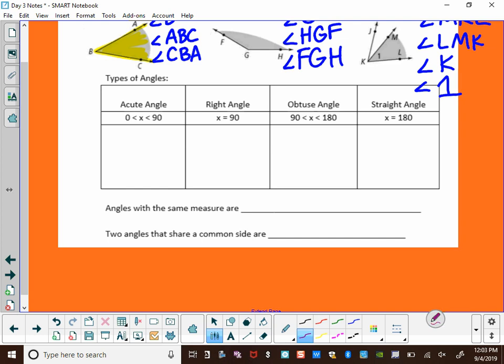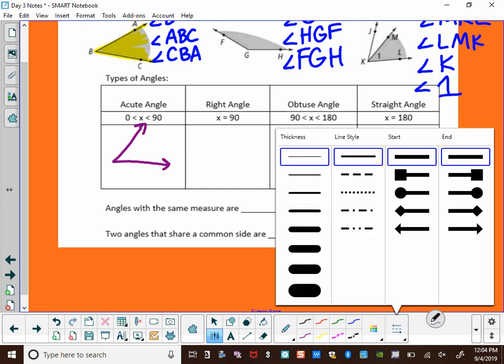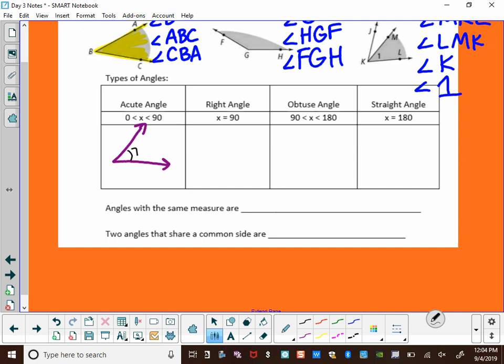Well, let's look at the acute angle. Chris, give me a measure that is between 0 and 90 degrees. 75. All right, so Chris just told us that this angle is 75. You can write whatever number you want. That's just what we're using. We're just trying to make it an acute angle, so it has to be less than 90 degrees.